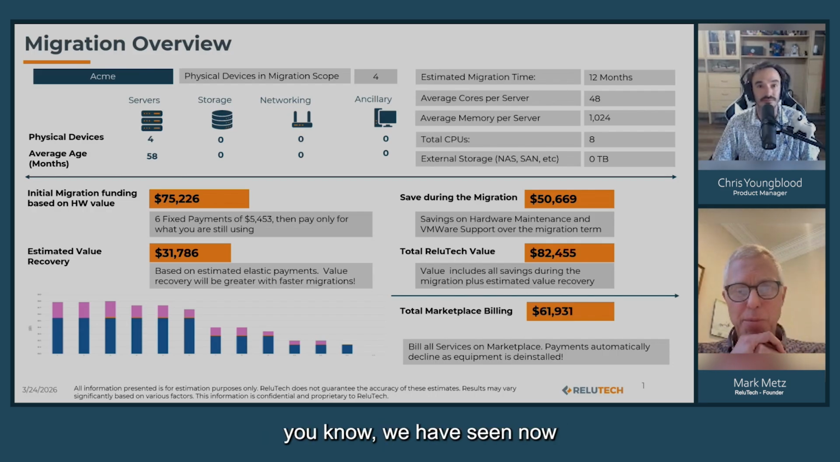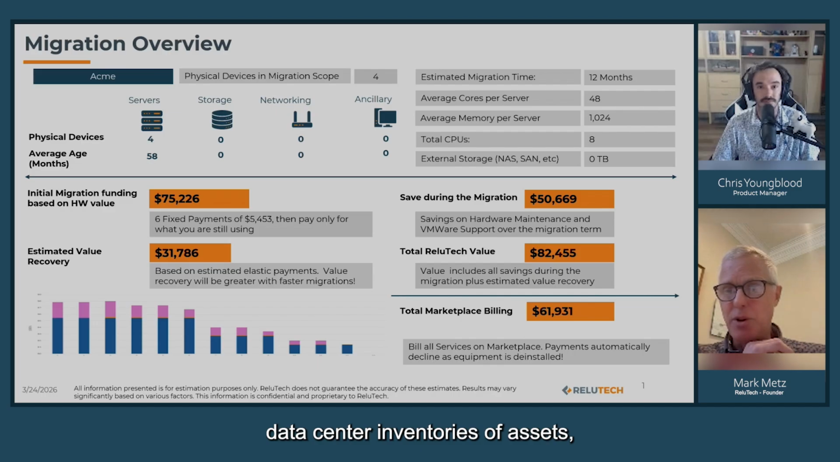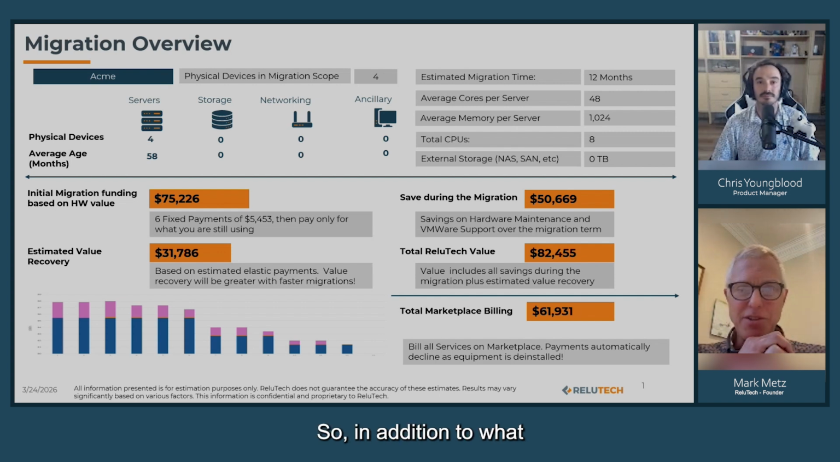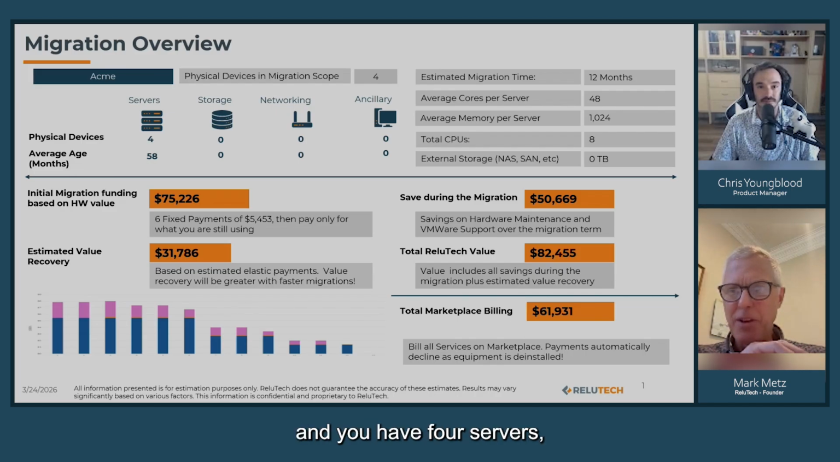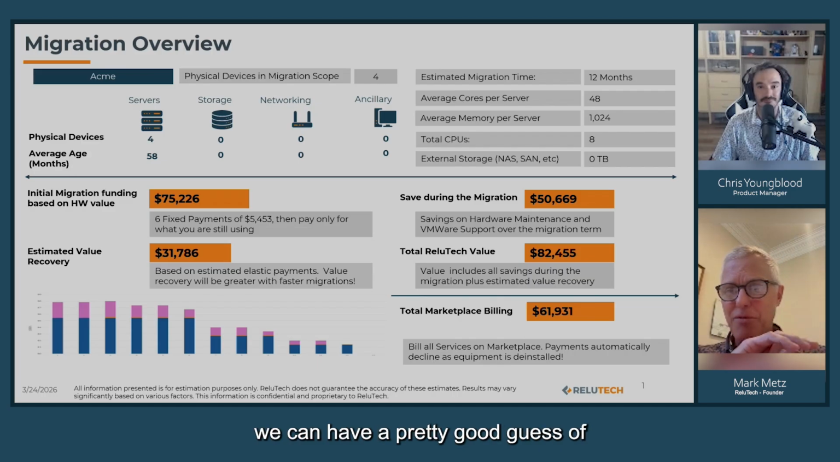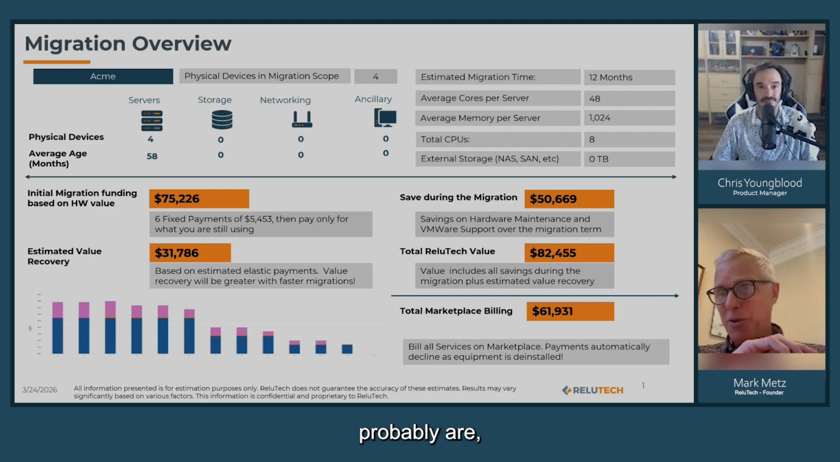Yeah, it's a great point because we have seen now hundreds of data center inventories of assets, of servers, storage, network devices across many different industries. So in addition to what Chris was saying, we can start with some very basics. If you tell us that you're in the construction industry and you have 4 servers, we have a pretty good guess of approximately how old those servers probably are, approximately what they're worth. But as we get more information, it gets fine-tuned.